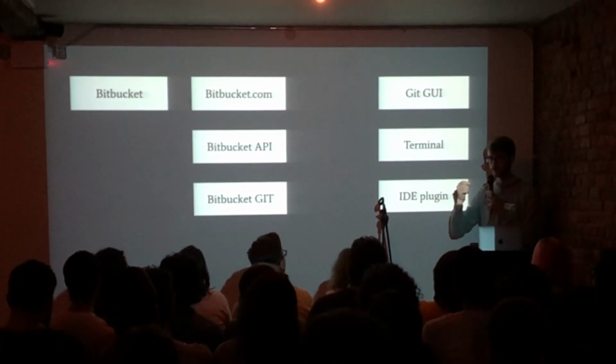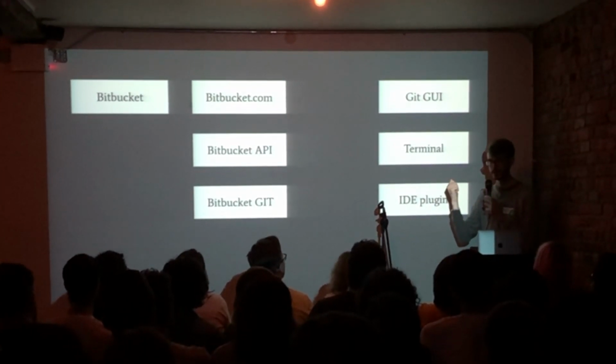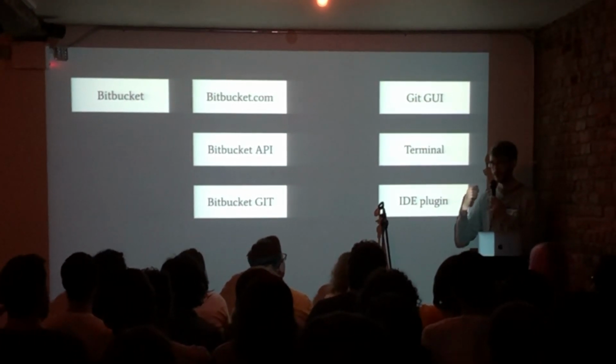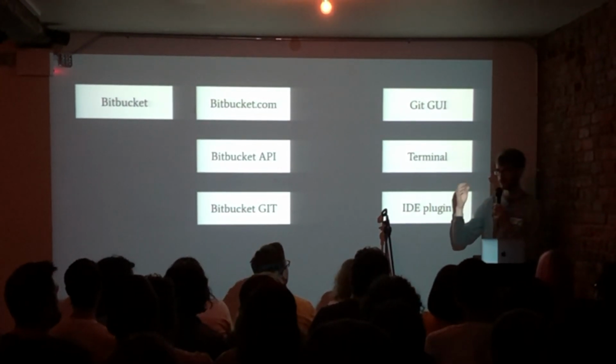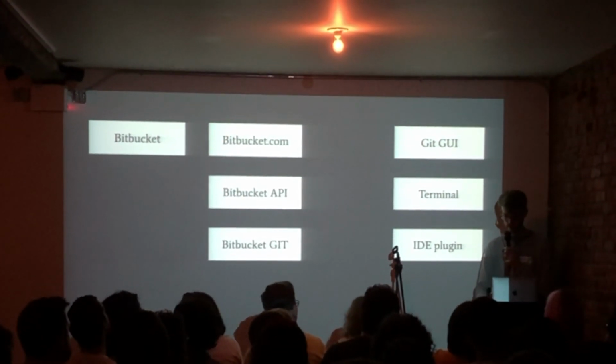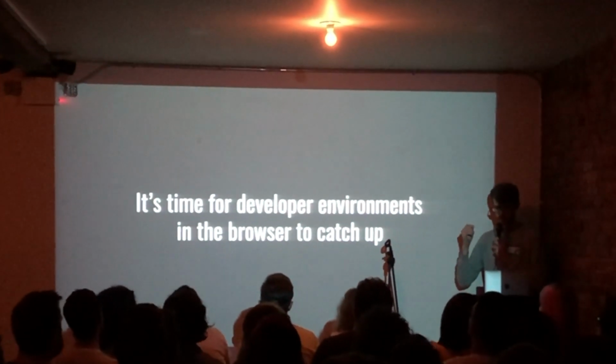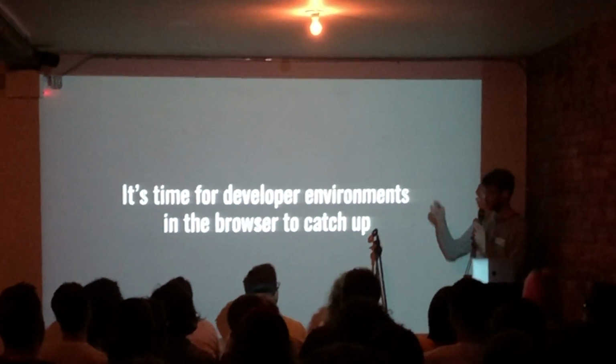Why isn't every part of coding and every part of the software development flow like this? Why do I have to use CircleCI or Jenkins or Travis or whatever? It's the same ideas, but the lock-in is there. So, developer environments should catch up. They should also be in the browser.